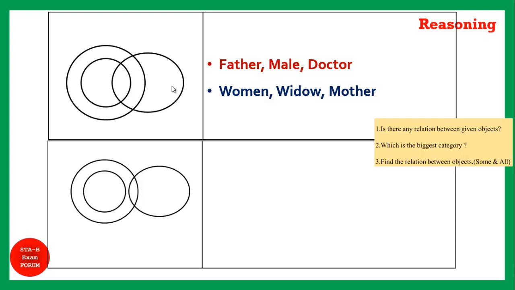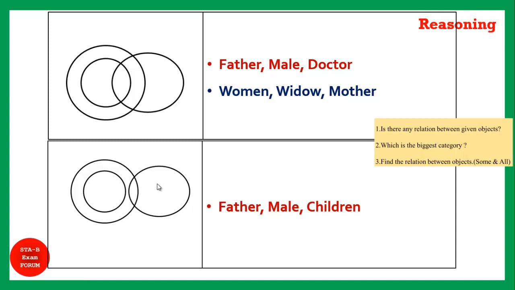Coming to the next category, this is similar to the above one. Let's see, father, male and children. I already explained this previously: this is father, this is male, and this is children. Children cannot be father, right? Yes, you have to apply your common sense. Children cannot be father. So children can be male, so this portion represents male children. And this represents some other category of children. I hope you are liking it.